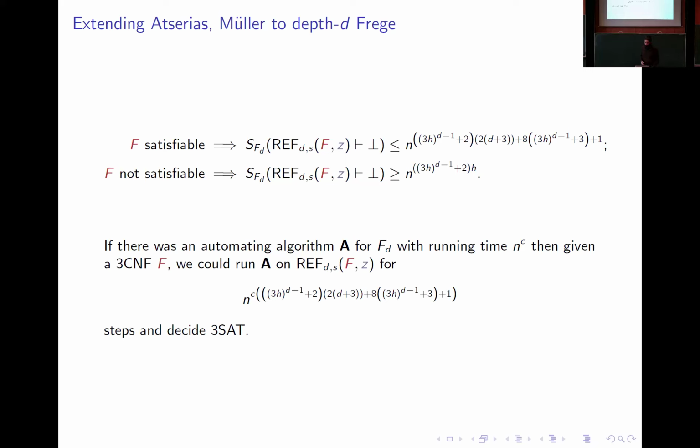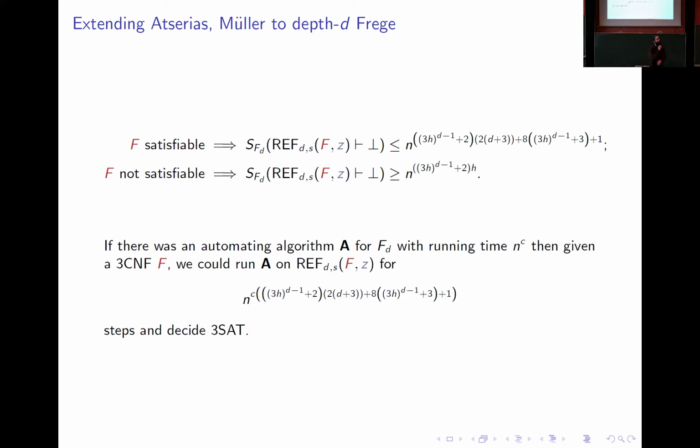So these are the bounds I get. And what's important is that this exponent here is a polynomial of degree d minus 1 in H, and this exponent is a polynomial of degree d in H. So if you pick a large enough H, for large n, this will be much larger than this. So the argument is that if there was an automating algorithm A for depth Frege of running time n to the C, then you could run it for these many steps, n to the C, and for large n, distinguish between this case and this case. In effect, solving that.